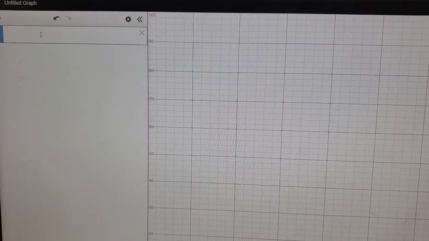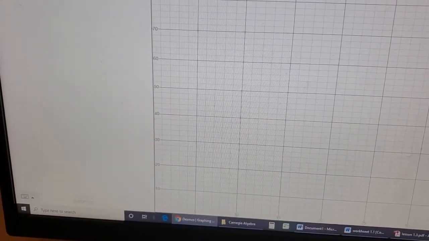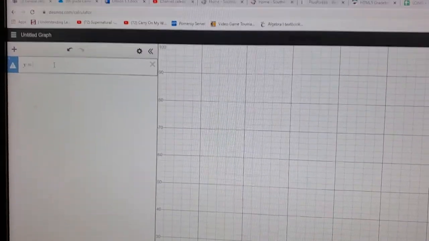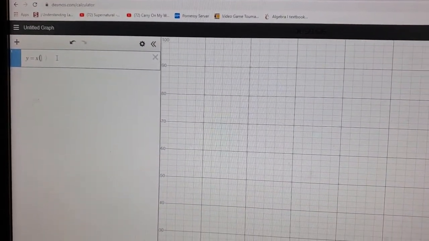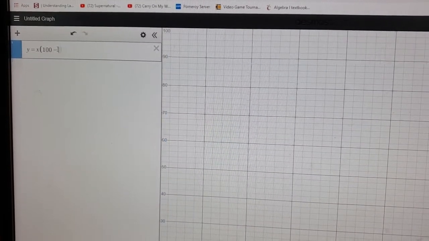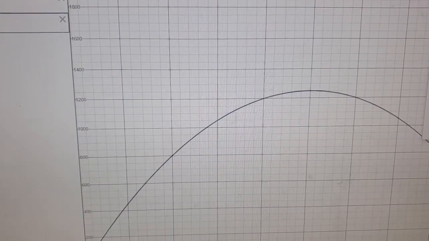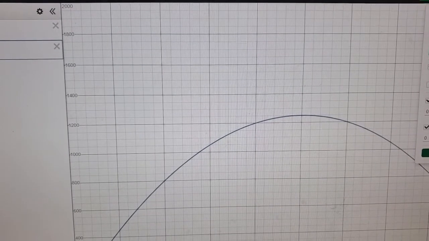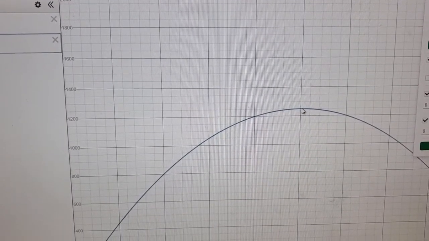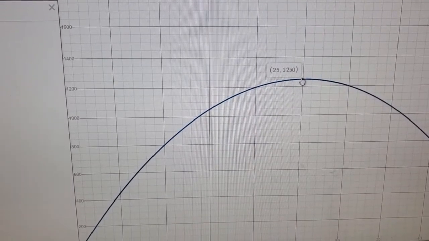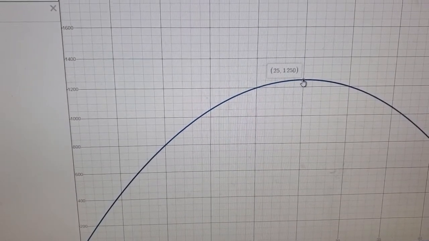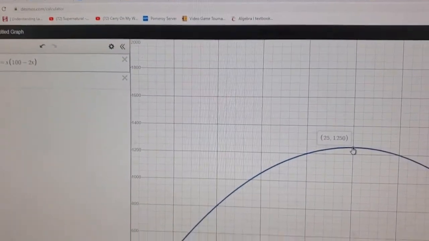We're going to put in our y equals, what do we have? Oops, sorry. X times 100 minus 2x. And we're going to hit enter. And we're going to say, well, the graph didn't show up. We're going to adjust our table, so we're going to make our x-axis go to 2000 just like we did on the other one. And now if you read this graph, you can see that max point right here. If you click on it, it tells you the value. Okay, so if you're using the Desmos, that's how you would do that on there.